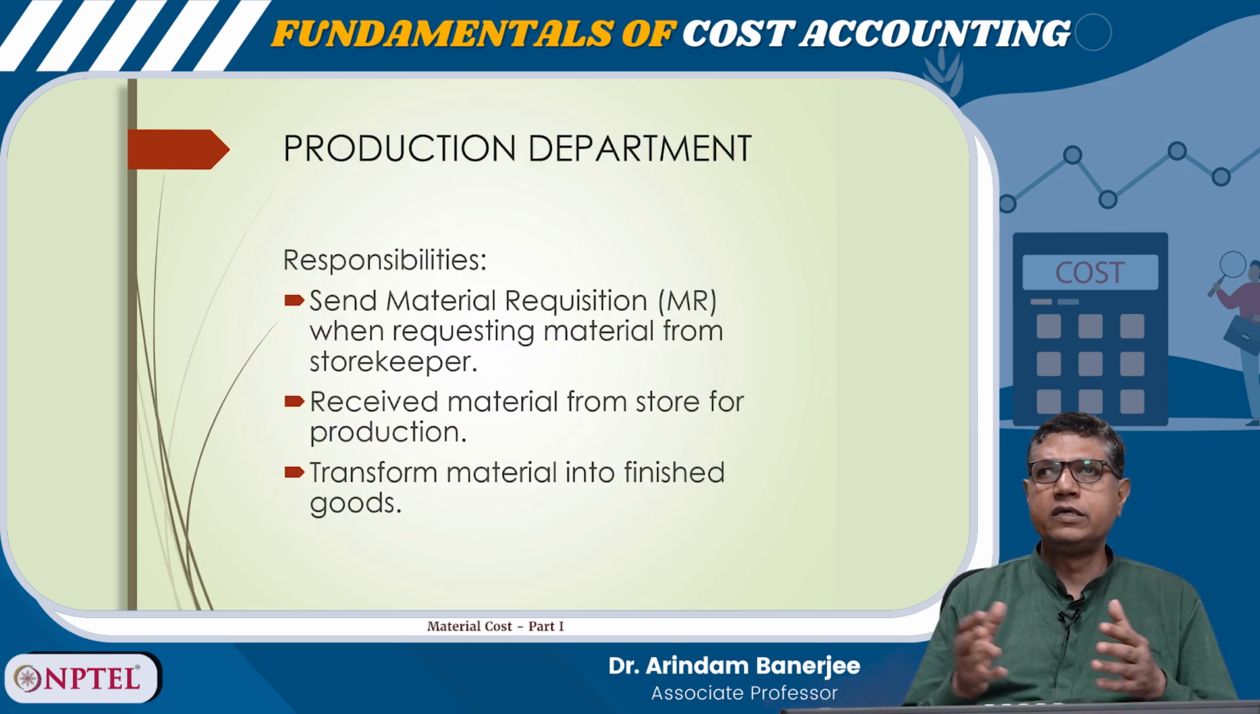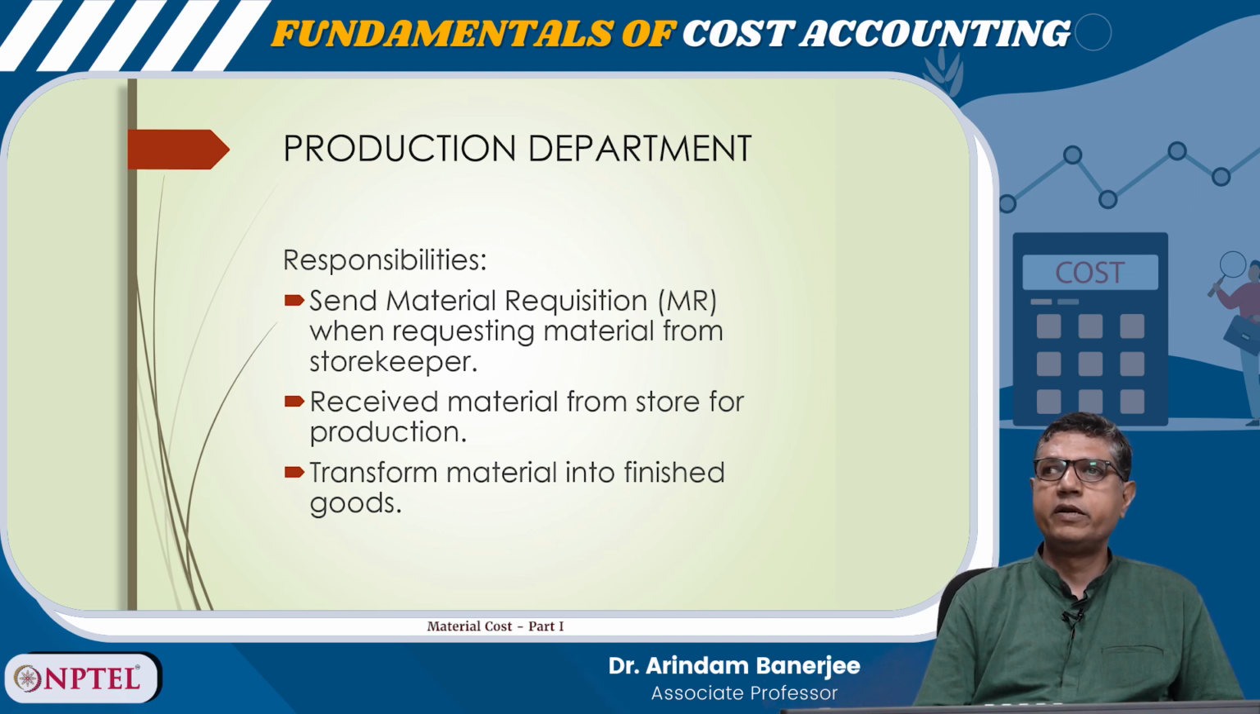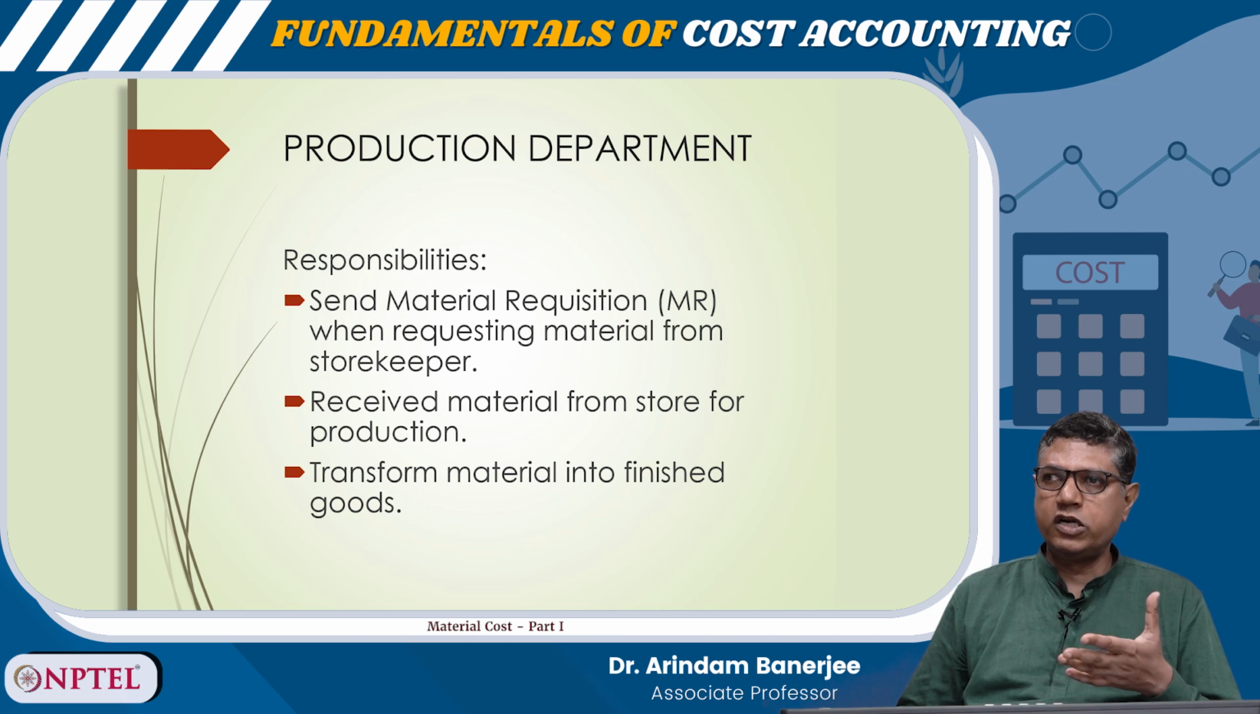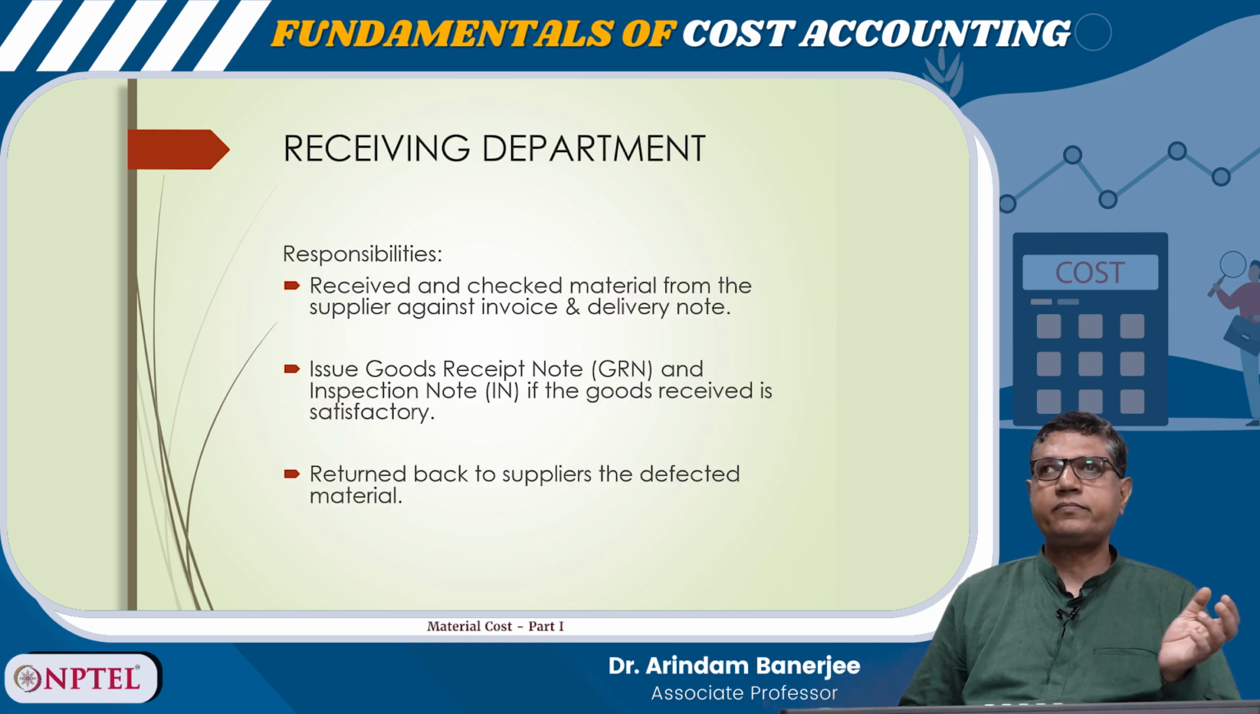Then it goes to the production department. What are the responsibilities of the production department? Send material requisition when requesting material from storekeeper, receive material from store for production, and transform material into finished goods. So, from the store the material goes to the production department, and they follow the production process and transform the raw material which they receive from the store into the finished product.